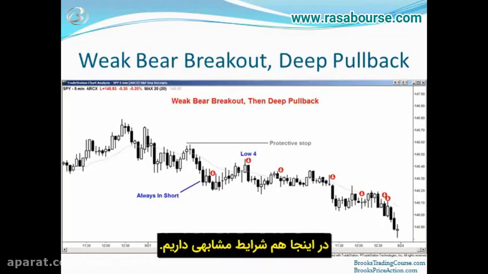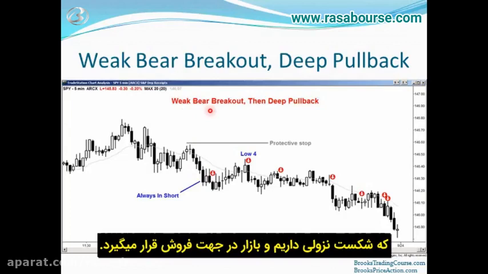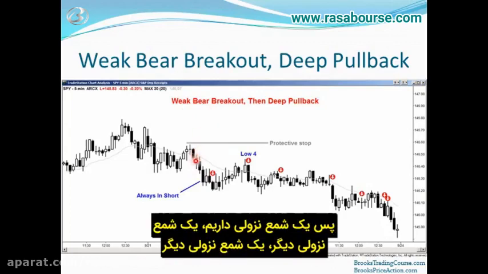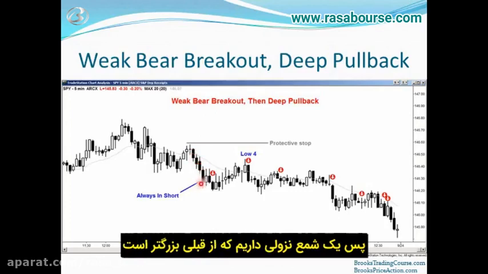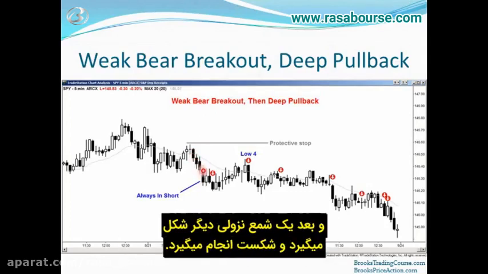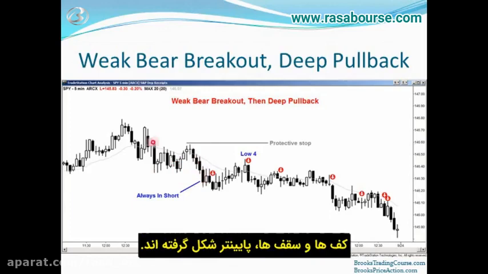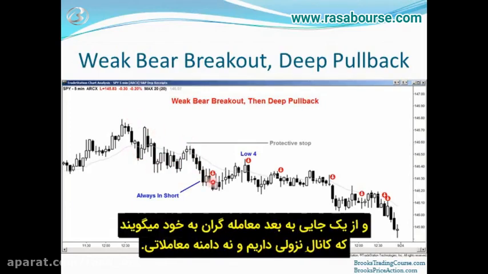Here's a common situation where you have a bear breakout where the market flips to always in short. So we have a bear bar, another bear bar, another bear bar, and then a bigger bear bar. So we have a bear bar bigger than the one before and another bear bar and breaking out. We have lower highs, lower lows, right? So at some point traders say, it's a bear channel, it's not just a trading range.